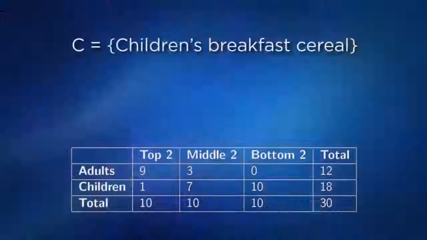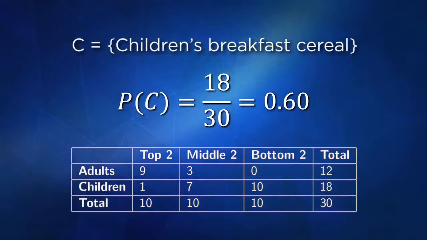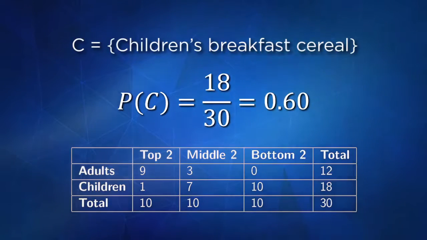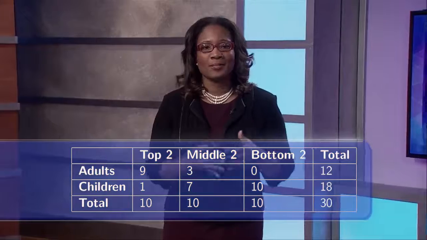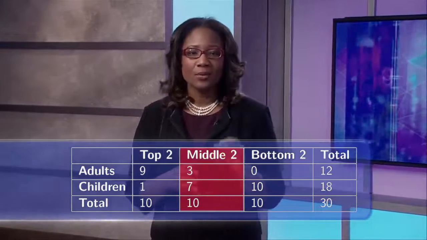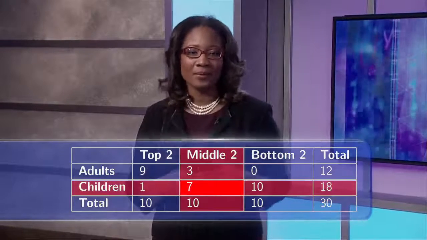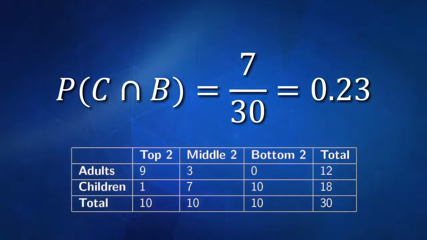Let's go back to our cereal example and define a new event. Let C be the event that cereal is targeted to children. What's the probability of C? Well, that's 18 out of 30, or 60%. So there's a 60% chance that cereal is targeted toward children. What's the probability of C and B? Well, remember, B is the event that cereal is located on the middle two shelves. Here again, we're looking at the overlap or the intersection of these two events. So the probability of C intersect B is 7 out of 30, or 0.23.